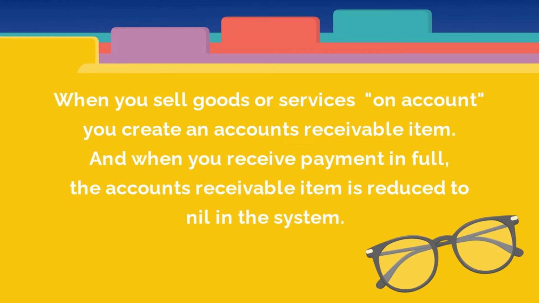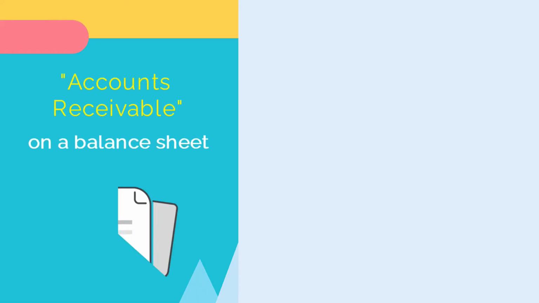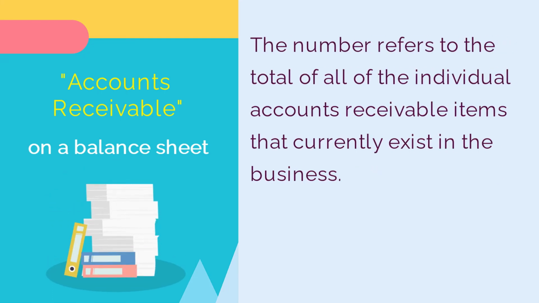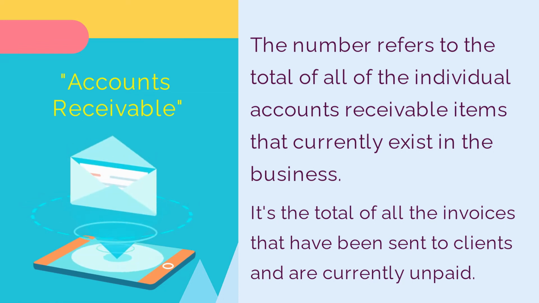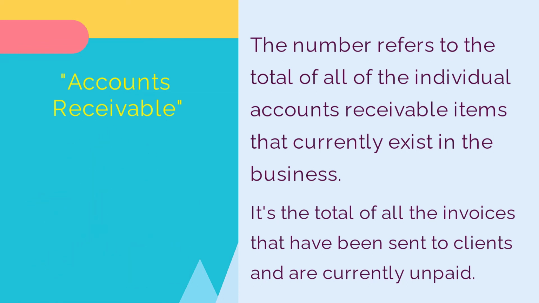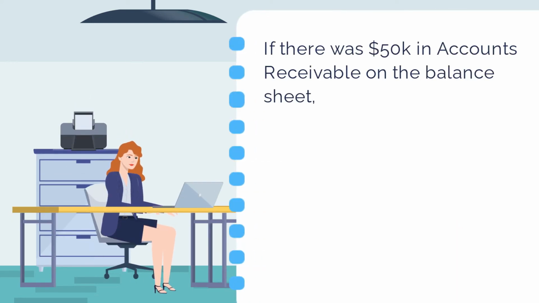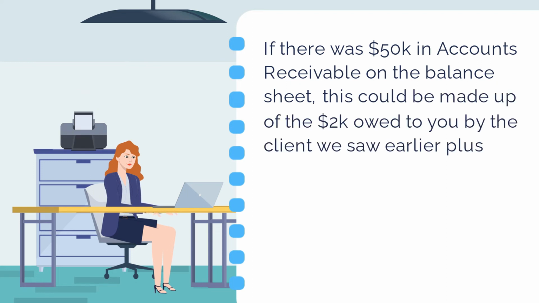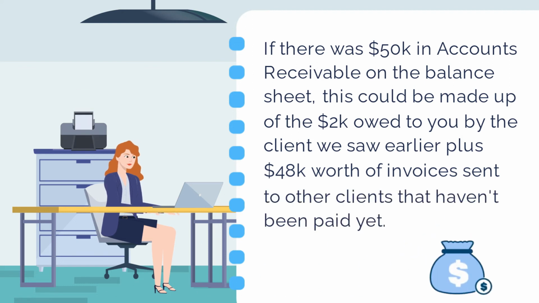Now before we go, there are a few important things to note. Firstly, when you see accounts receivable on a balance sheet, the number actually refers to the total of all of the individual accounts receivable items that currently exist in the business. In other words, it's the total of all the invoices that have been sent to clients and are currently unpaid. So, for your accounting firm, if there was $50,000 in accounts receivable on the balance sheet, this could be made up of the $2,000 owed to you by the client we saw earlier, plus $48,000 worth of invoices sent to other clients that haven't been paid yet.